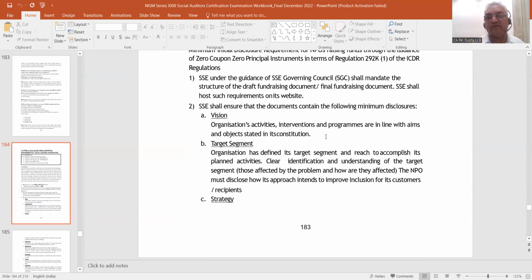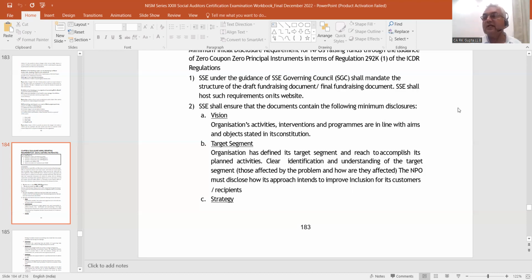Second is the target segment. The organization has defined its target segment and reach to accomplish its planned activities. Clear identification and understanding of the target segment, those affected by the problem, and how they are affected. The NPO must disclose how its approach intends to improve inclusion for its customers or recipients. So the first thing is regarding vision. Second will be regarding the target segment.